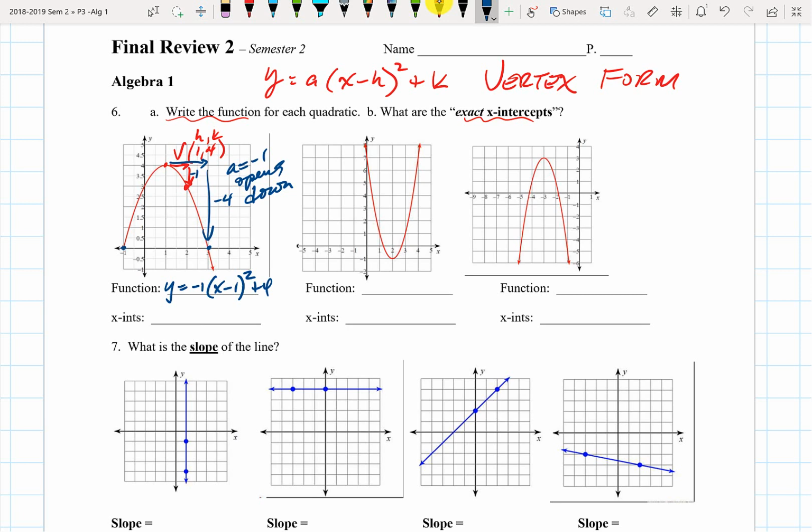All right, what are the x-intercepts? Well, let me see right here, a and b. So a at -1, 0. Okay, b, that's at 3, 0.